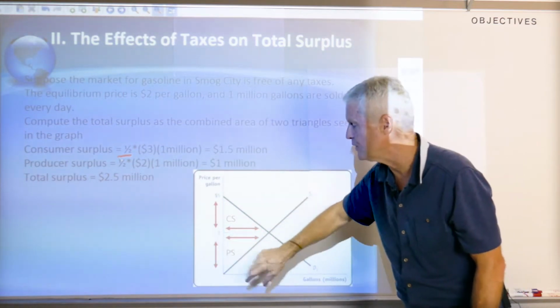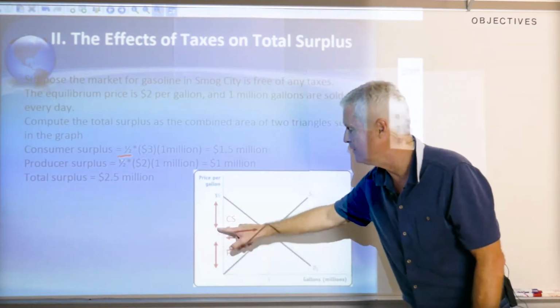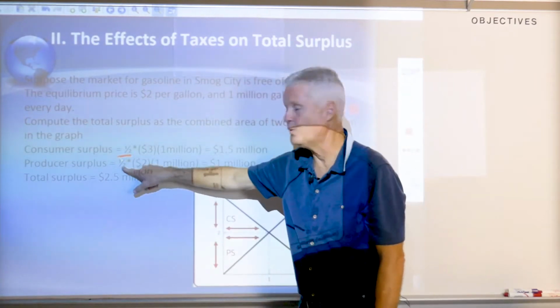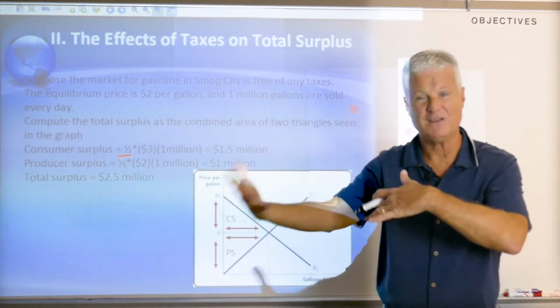Do the same thing for producers. Well, it's 0 to 2, right? So there's our 2. Any triangle starts off with 1/2 base times height, right?